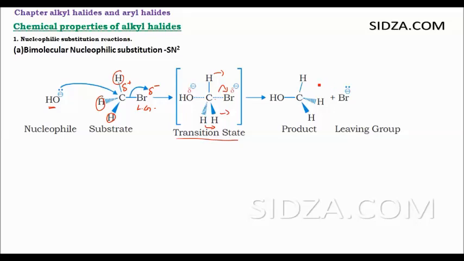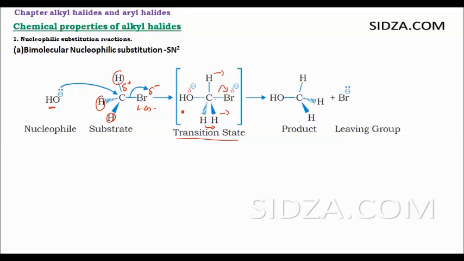So in the SN2 mechanism, the transition state is formed when the nucleophile attacks the carbon at a 180 degree angle to the leaving group. Remember, the requirement for the nucleophile to attack is a 180 degree angle. It should attack at the back side, not from the front side. Front side attack is not possible.